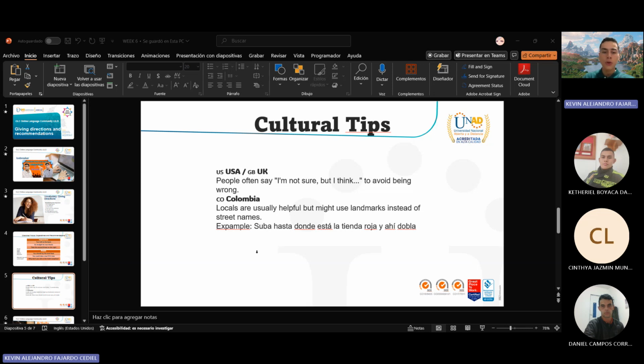And focus on the idea that culture affects communication. Knowing cultural customs helps you connect better with people from around the world. Even if you know the language spoken in that country, it's also necessary to know how culture affects communication and the cultural tips of that country, because that helps you connect better with that country.